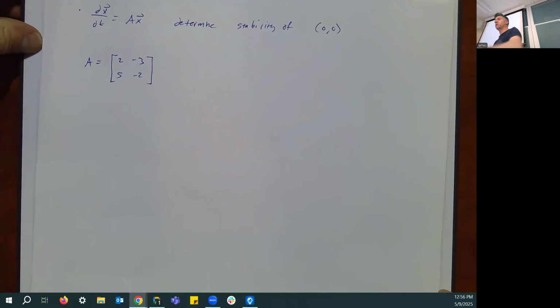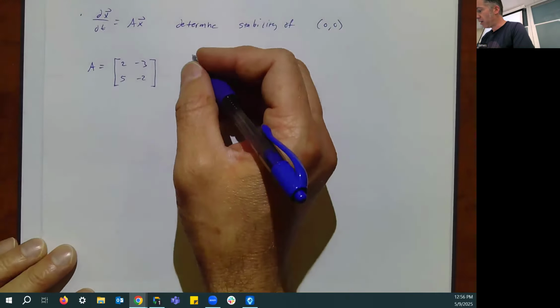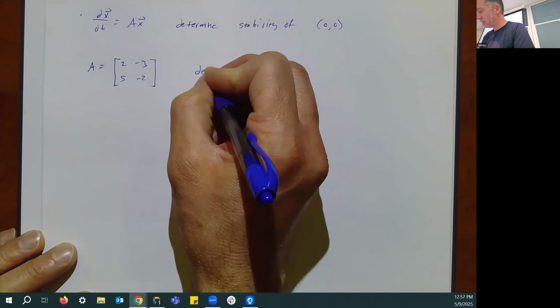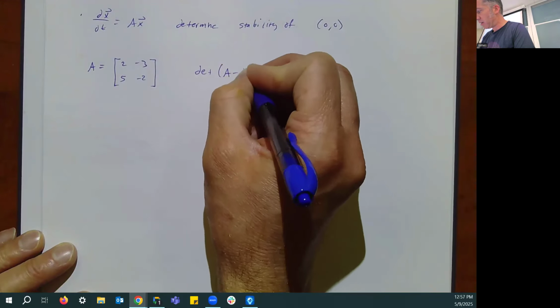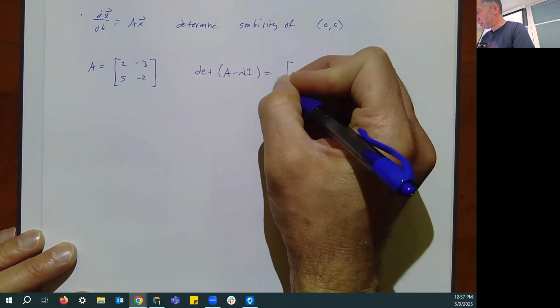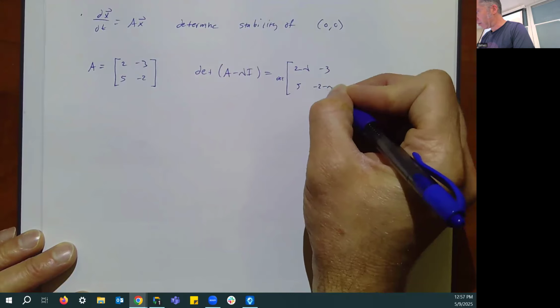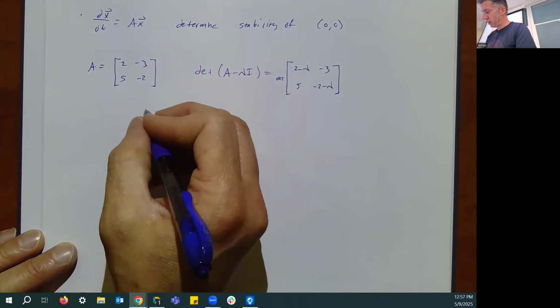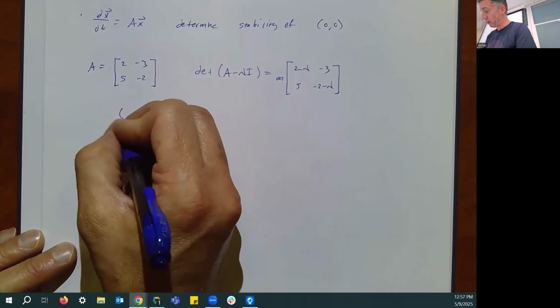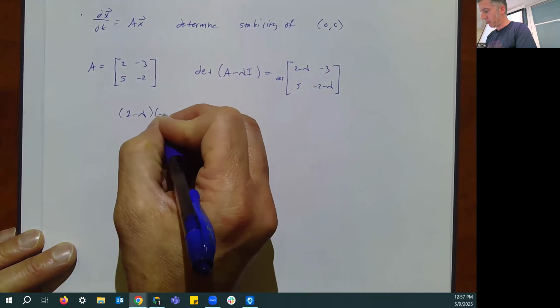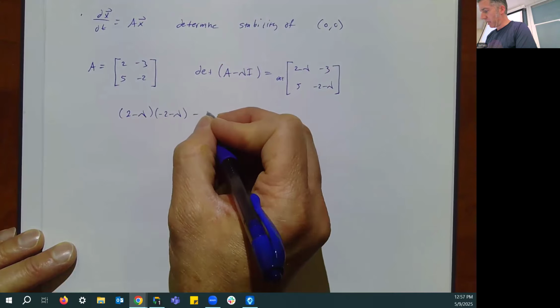So if we're just determining stability, we're not finding solutions, all you need to do is find the eigenvalues. You can even sometimes not even do all that. You really just have to find the signs of the eigenvalues, or if they're complex, the signs of the complex parts. Let me show you what I mean. So here, if I start finding the eigenvalues, the determinant of A minus lambda I is going to be the determinant of 2 minus lambda, -3, 5, -2 minus lambda. So if I write out my equation, I get 2 minus lambda times -2 minus lambda minus -3 times 5.